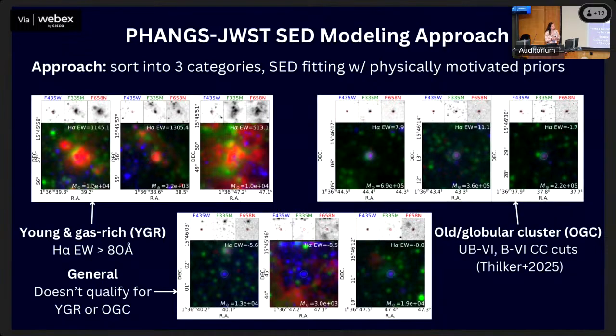So we start off by separating our clusters into 3 categories that have different physical qualities. We've got our young gas-rich clusters, which this entire talk is about. Then we have old globular clusters, which we select with a detailed method that you can read about in Thilker et al. And then we've got general clusters, which are everything else. They're assumed to be approximately solar metallicity, and they can really be any age.